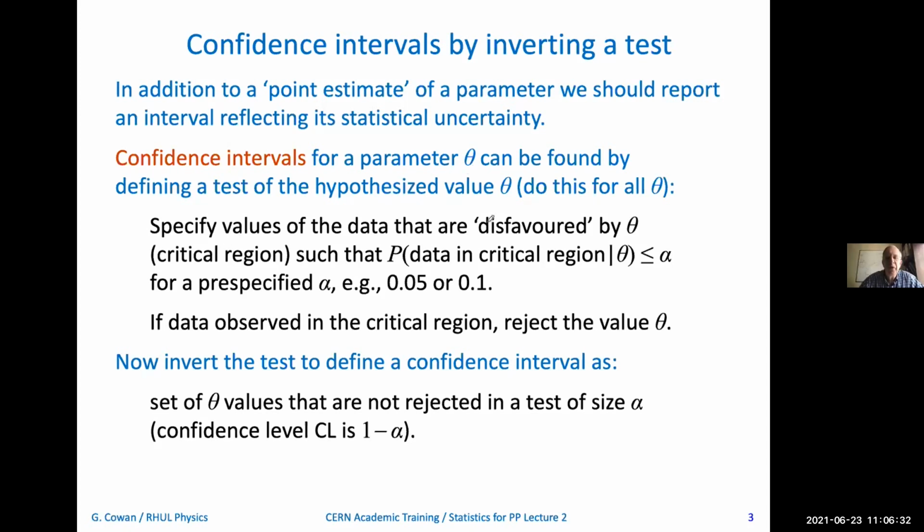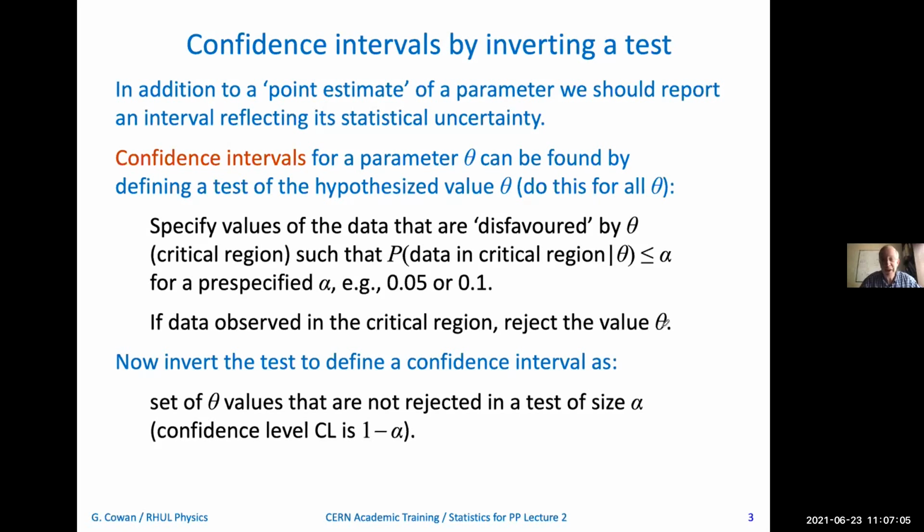So what we need to do for a value of theta is to set up a critical region. That is to say, you find a region that has this property that the probability to find the data in the critical region, under the assumption of theta, should be less than or equal to the size of the test alpha for some pre-specified alpha, like 5%, say. And then you make the observation, and if the data are observed to fall in the critical region, you reject that hypothesized value of the parameter.